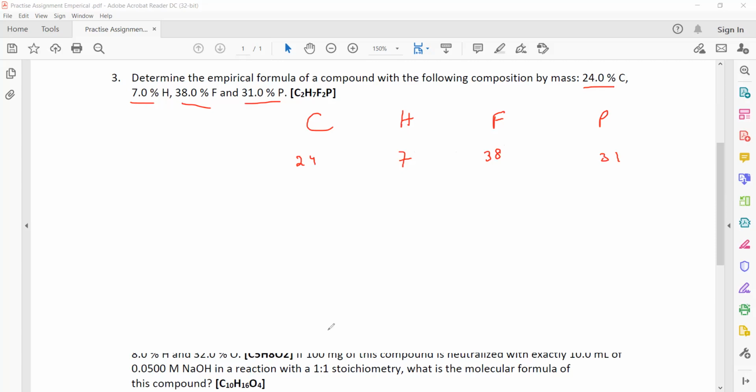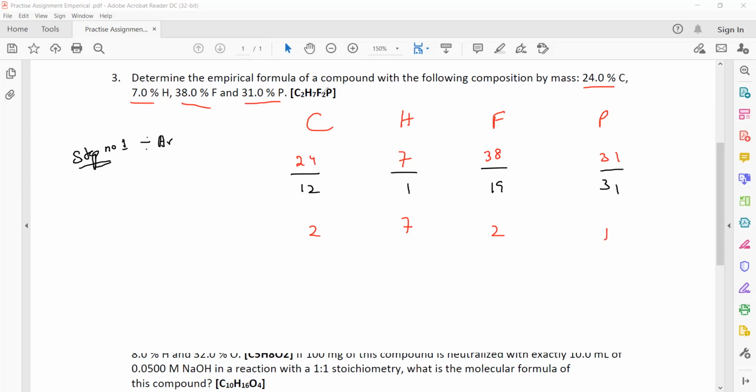So step 1 when we are finding the empirical formula is to divide by relative atomic mass. Carbon is 12; we'll use the periodic table. Hydrogen is 1, fluorine is 19, and phosphorus is 31. So 24 divided by 12 is 2. 7 divided by 1 is 7. 38 divided by 19 is 2. And 31 divided by 31 is 1.